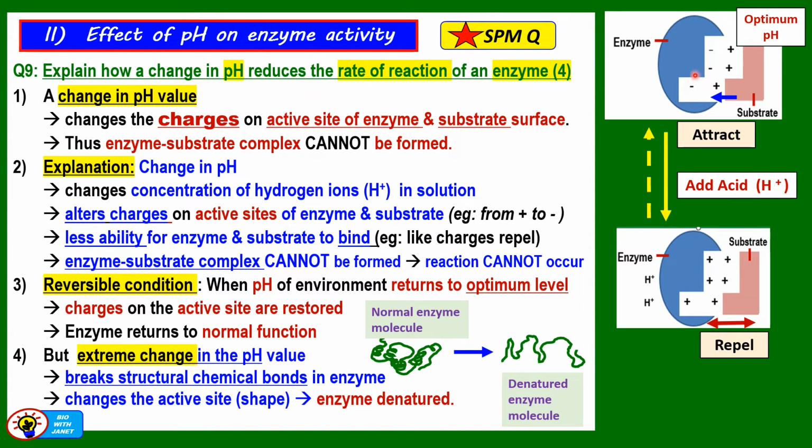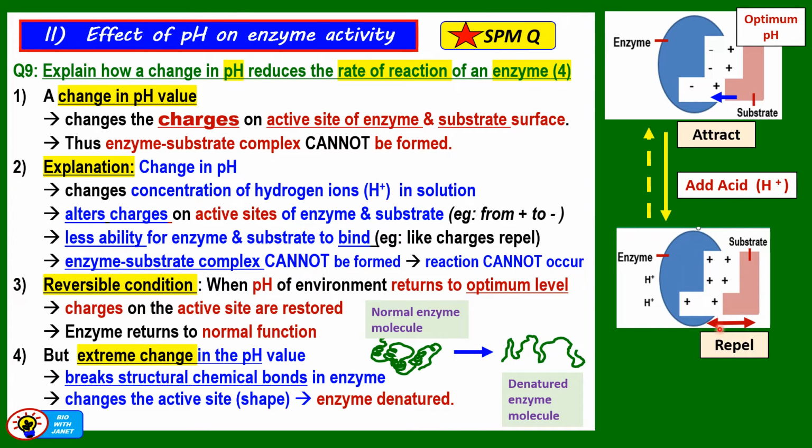As seen here in this picture. Now, at optimum pH, maybe the condition was like that. The active site of the enzyme was negatively charged and the surface of the substrate was positively charged. So opposite charges will attract. That's why the substrate can fit into the enzyme, and then the enzyme-substrate complex can be formed and the reaction can occur. However, if we add some acid, let's say positive hydrogen ions, into the solution, then the active site of the enzyme may change from being negatively charged to positively charged. Then now we have like charges on the active site of the enzyme and on the substrate molecule.